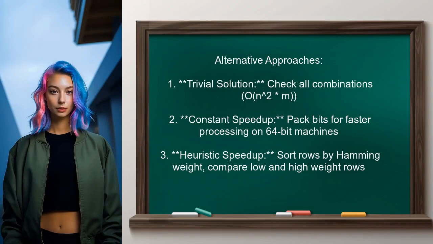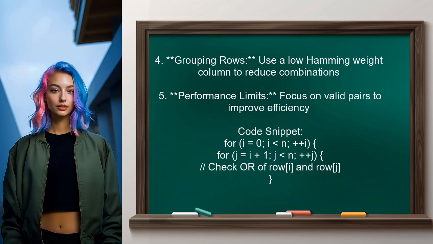The user presents several alternative approaches to efficiently find the OR of two sets of rows in a matrix. First, they mention a trivial solution that involves checking all combinations of rows, which runs in O n squared times m. They then suggest a constant speedup by packing bits into words, which can improve performance on 64-bit machines. Next, they propose a heuristic method that sorts rows by their Hamming weight, allowing comparisons only between low and high weight rows, potentially speeding up the process.